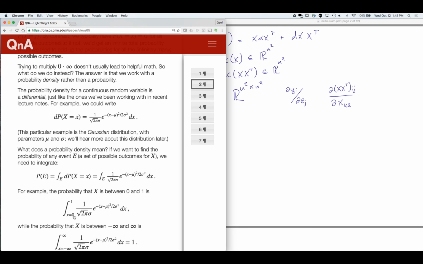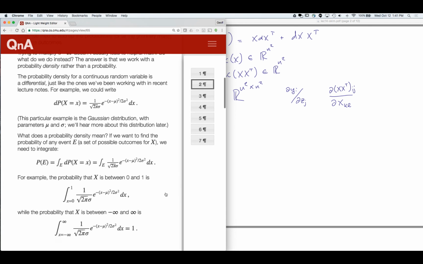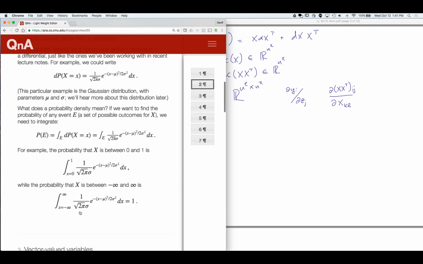And so if you want to know whether x is between 0 and 1, you integrate from 0 to 1, and you find some number. And if you want the probability that it's between minus infinity and infinity, you integrate over the whole real line, and that better be 1. So a probability density, dp, is the real version of a probability function, of a probability table.